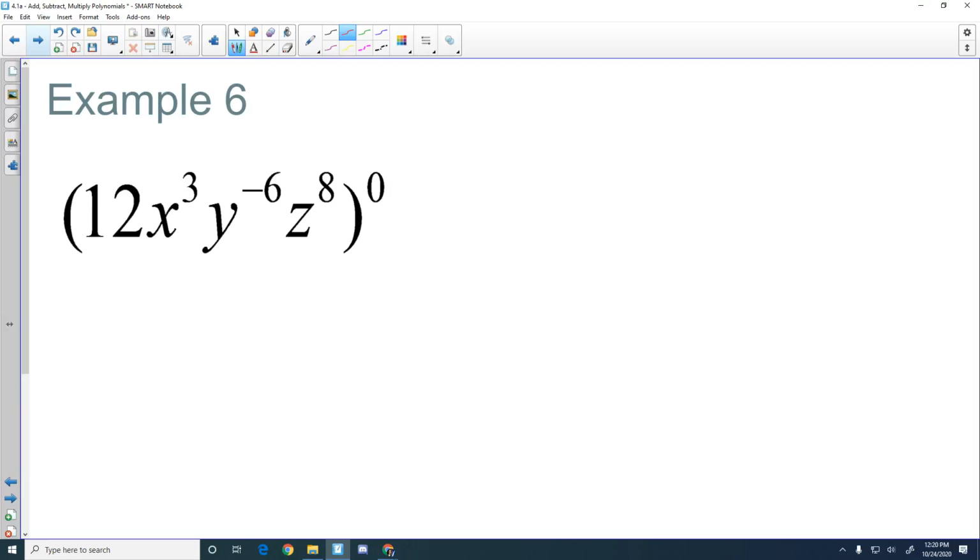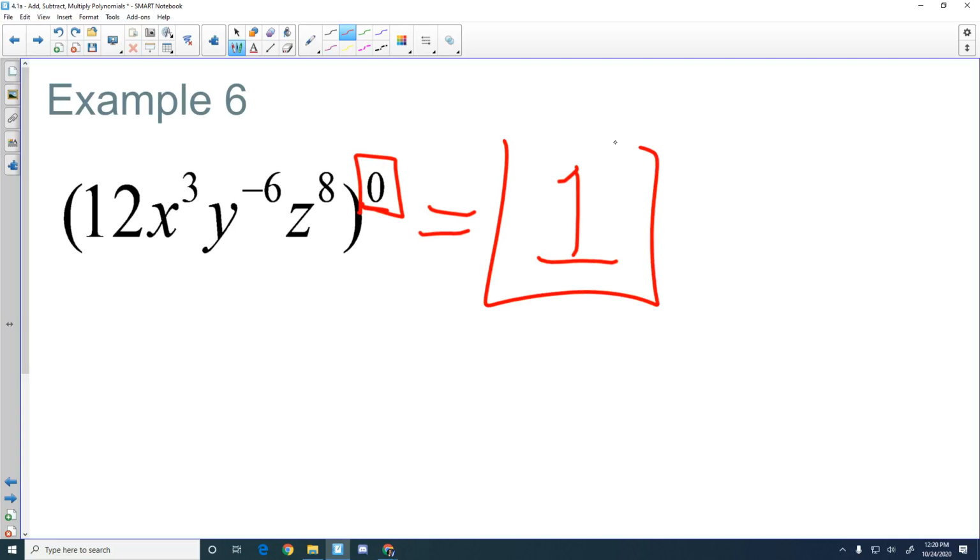Last one. Ready, go. Are you done yet? I hope so. See this exponent? A 0. Anything raised to the 0 power equals a big fat 1. So this whole crazy expression here, since all of it is being raised to the 0 power, that's just a 1.